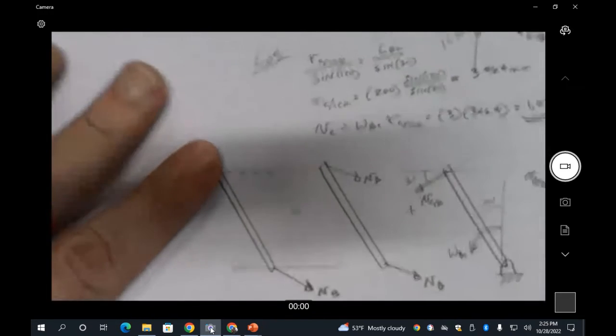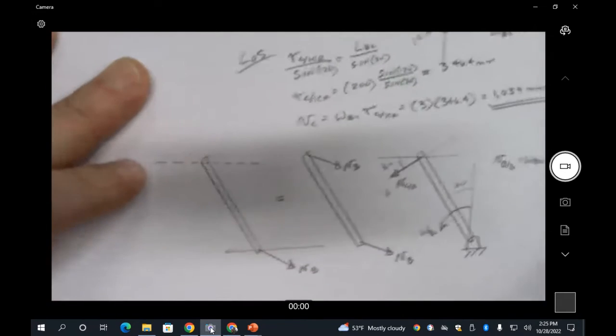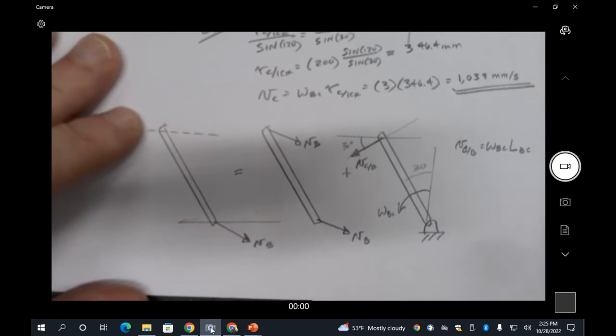There's no real reason to have this clipboard in here. Okay, I'm sorry. Thank you.